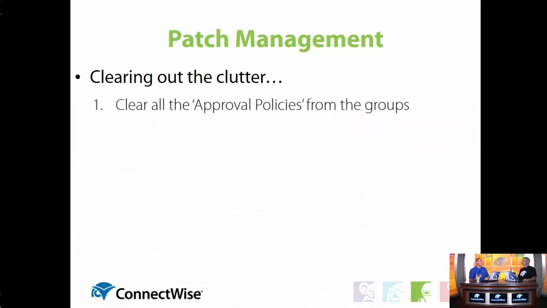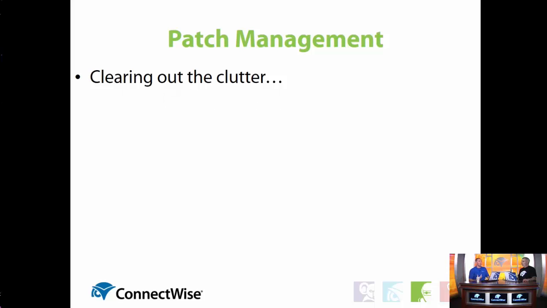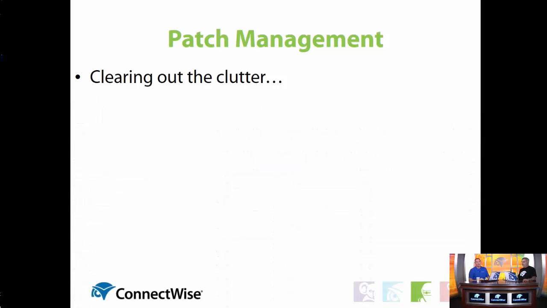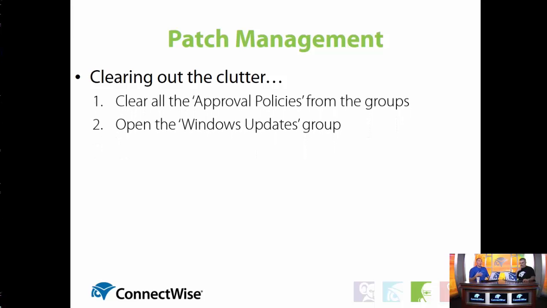We have a simple list. The first thing I want you to do is clear all the approval policies from the groups. From this list, on the far right, you'll see approval policies. Clear all of those out so they all say 0, because I'm going to remove a lot of these groups and I don't want any policies remaining. Then I'm going to open up in my navigation tree the Windows Updates group, which is a parent that holds a lot of child groups underneath it.